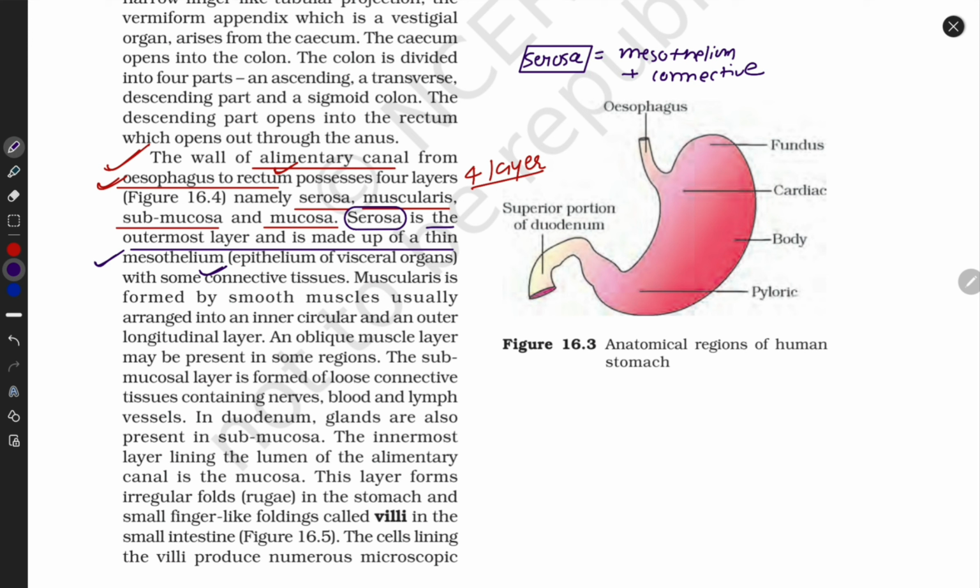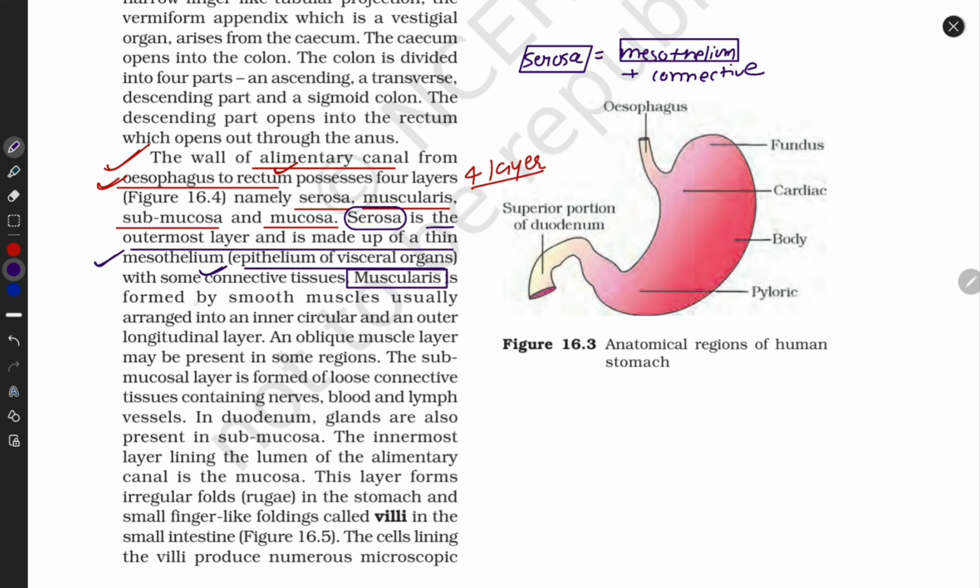They are made up of mesothelium. If someone asks you what mesothelium is, you have to say that this is the epithelium of visceral organs. That's it. Not extra. Be specific.